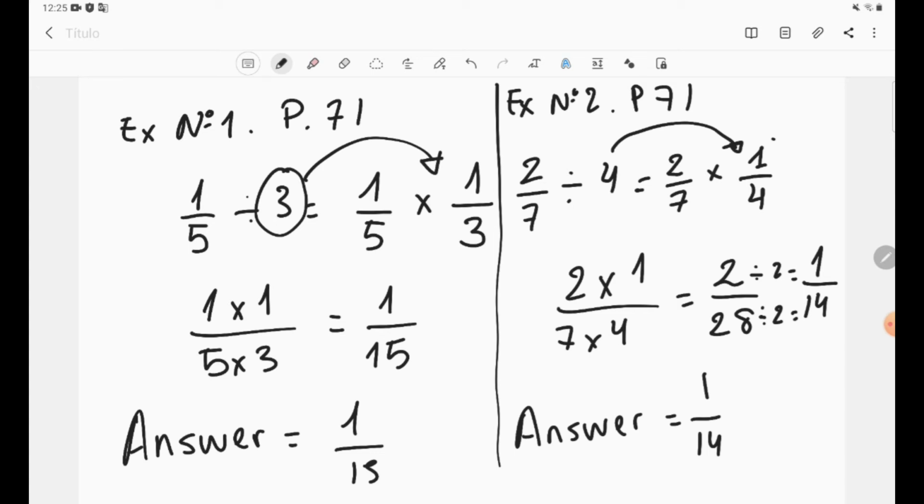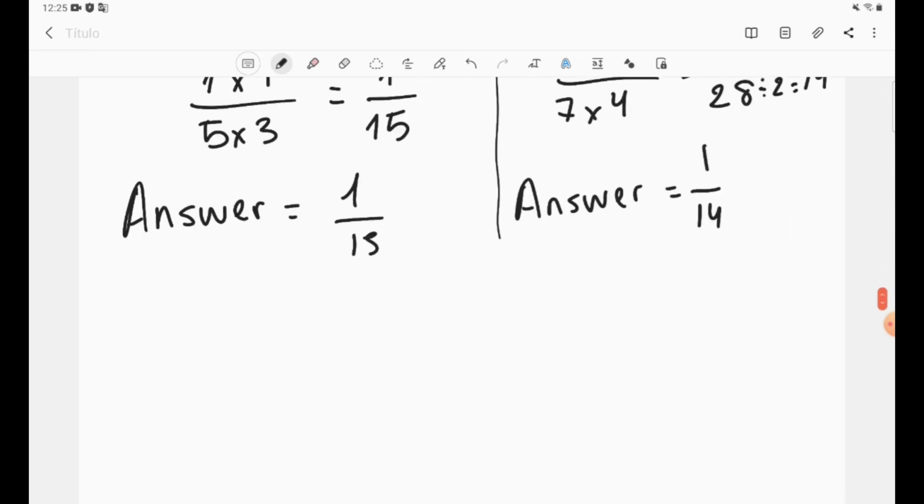So fill in exercise number 2, page number 71. And exercise number 3, page number 71 is homework.